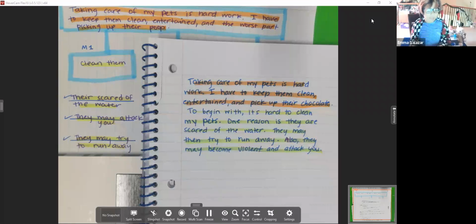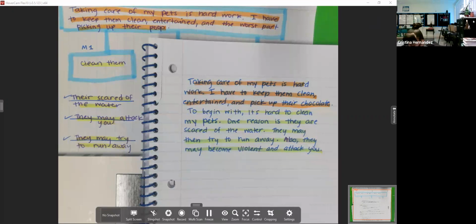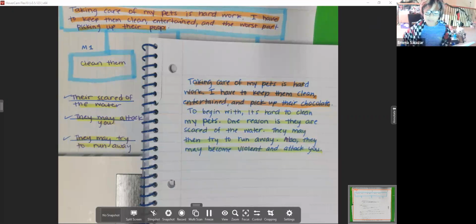Can I read mine? Okay. Let's listen to Emma. See what she's got. Taking care of my sister is a really big responsibility. There's watching her, cleaning her mess, and making sure she's happy. To begin with, it's hard to watch my sister all the time. The reason why is because she's fast and you won't catch her in time. Then she'll be sad when you try to take her away. She also runs away and gets away with it and goes on her own.